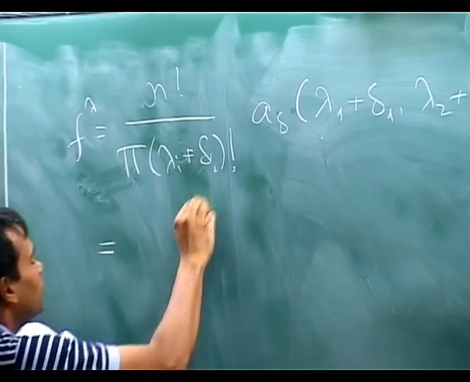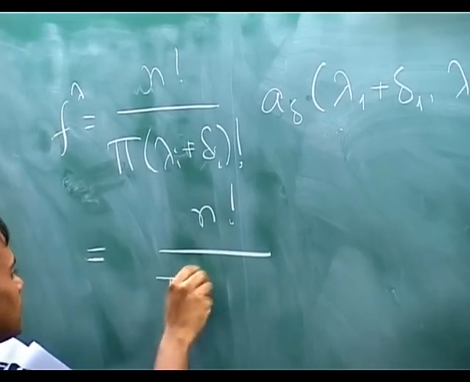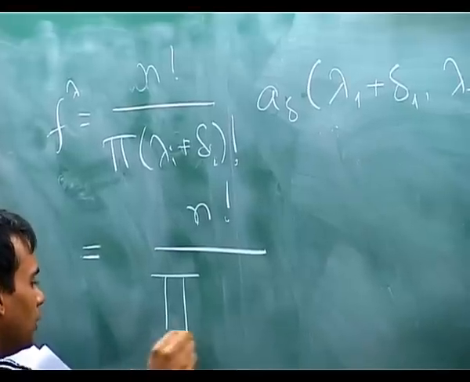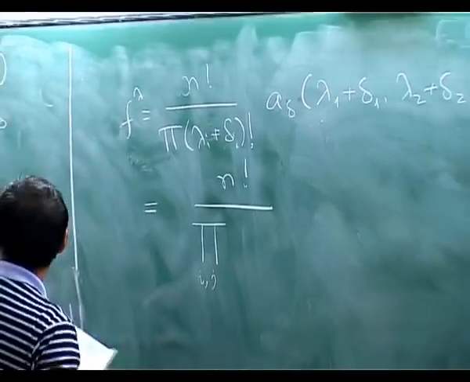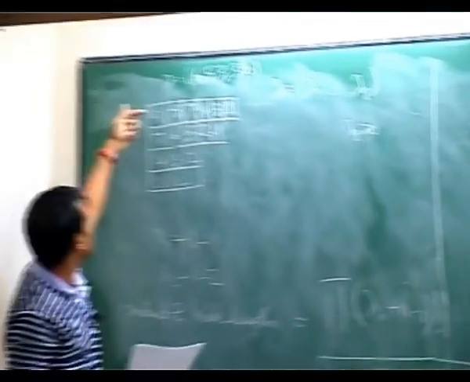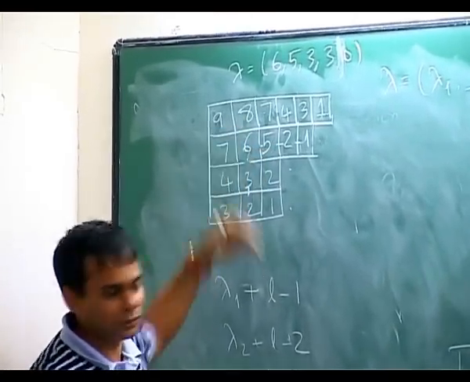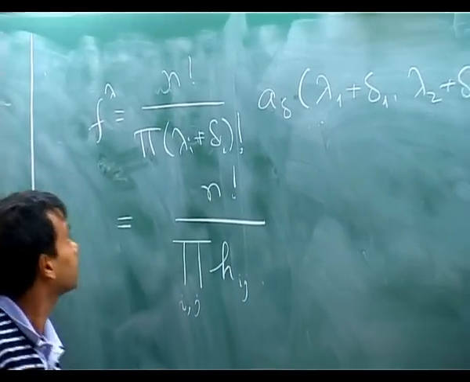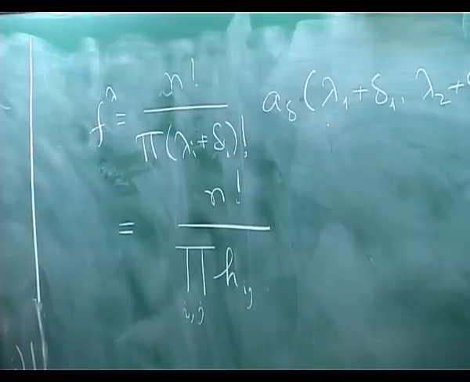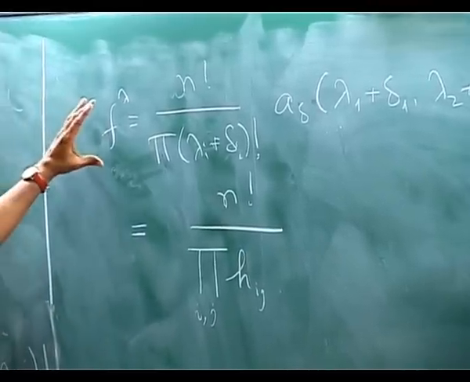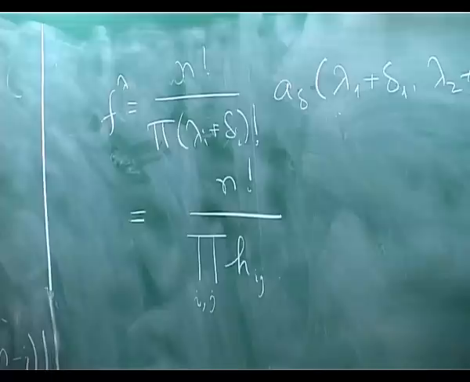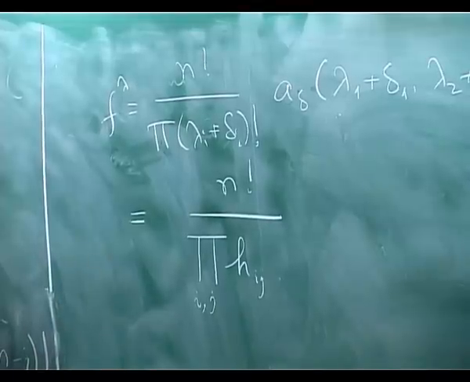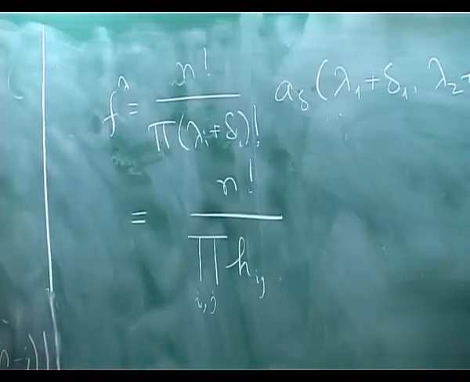So you get this beautiful formula, n factorial over the product of the hook lengths. For each ij, which denotes the coordinates of a box in the Young diagram, in the ith row and jth column, we count hij. And that's the hook length formula. The number of standard Young tableaux of shape lambda is n factorial divided by the product of the hook lengths in the Young diagram of shape lambda. That's it. Finished.